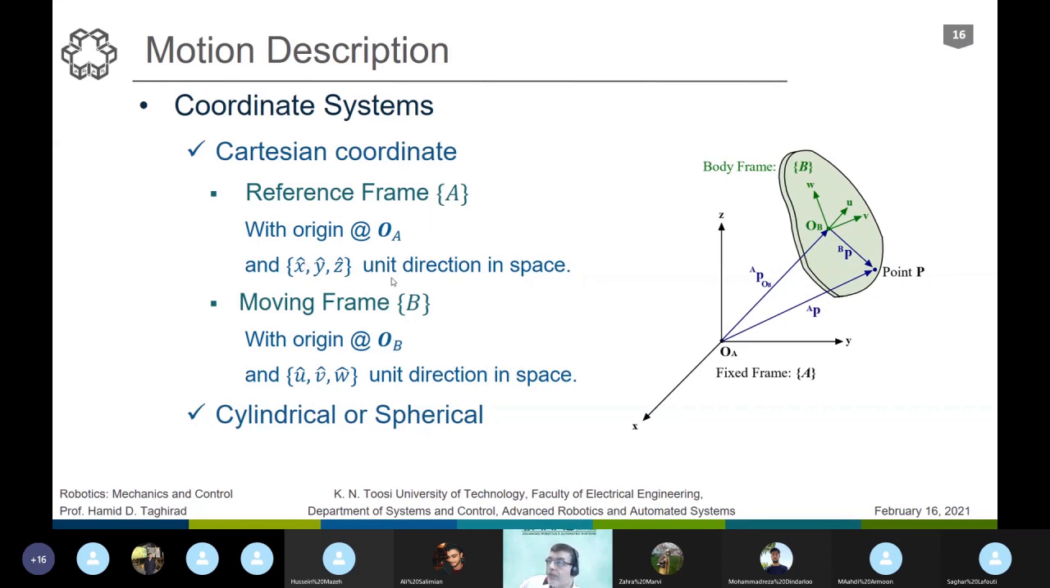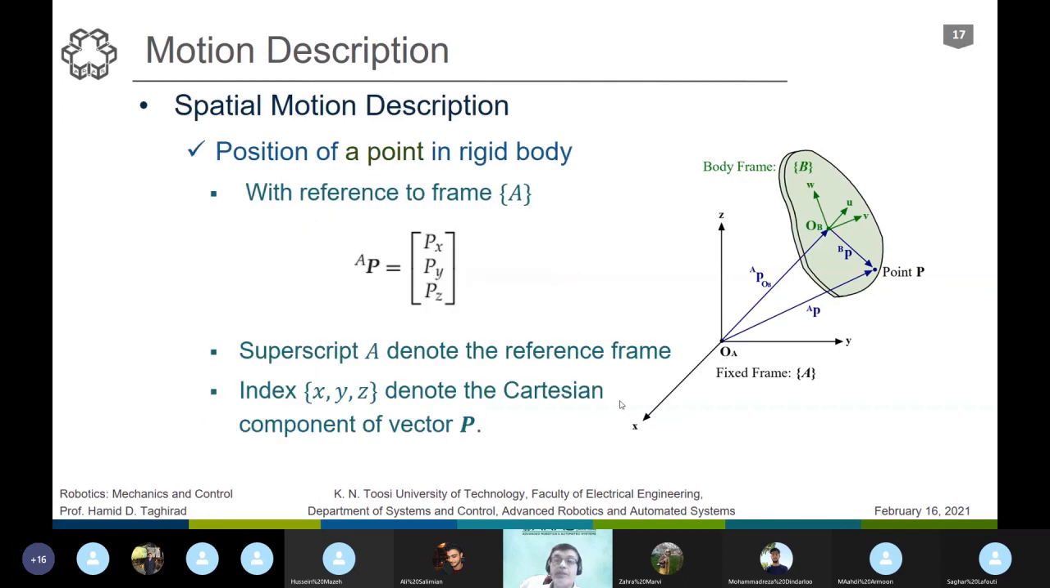Let's go a bit further and see how we can now define the position of the system. We have a point on this rigid body. This point could be the point where a drill is acting in a robot, or we are painting, as you see, a point of interest.